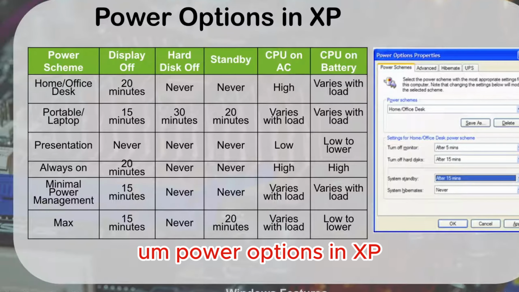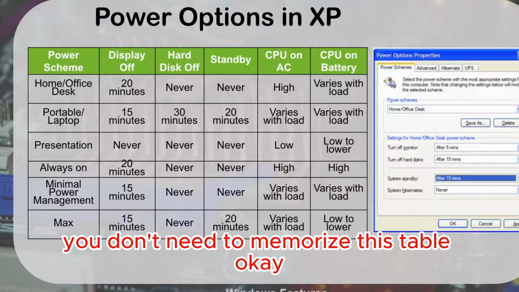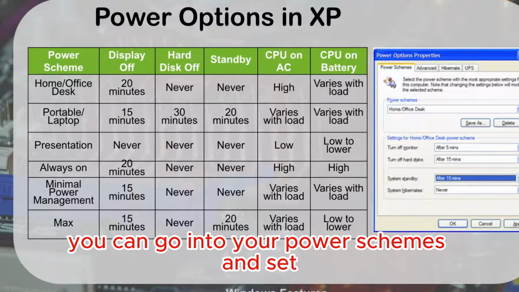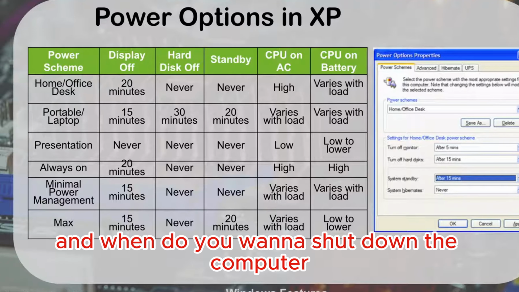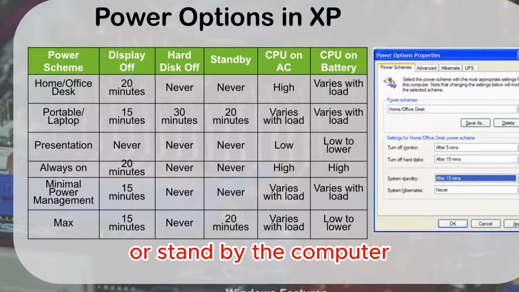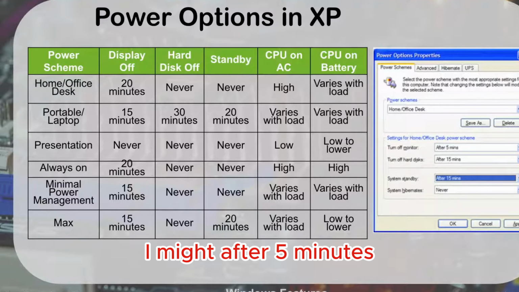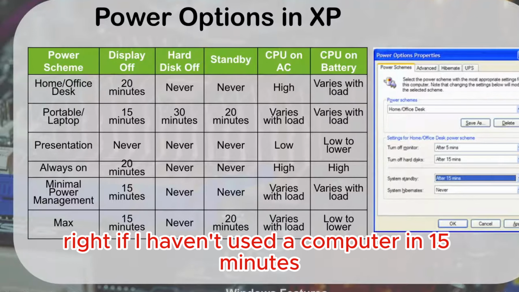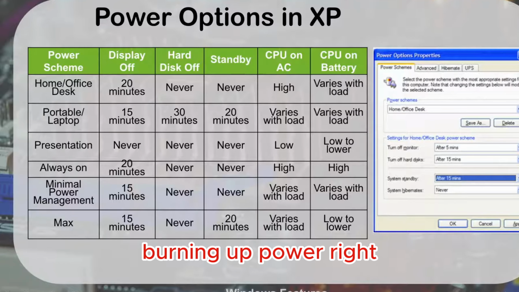Power options in XP. In XP, we had a lot of different power options. You don't need to memorize this table, okay? But essentially, if you had a desktop or a laptop computer, you can go into your power schemes and set when you want to turn off the monitor, when you want to turn off the hard disks, and when you want to shut down the computer or stand by the computer. If I'm on a desktop computer, I might after 5 minutes turn off the monitor just to save on my electric bills, right? If I haven't used the computer in 15 minutes, I'll have it turn off the hard disk so it's not spinning that disk, burning up power, right?